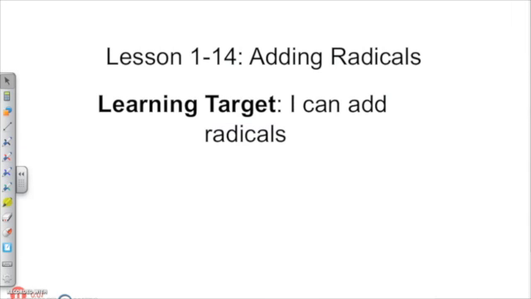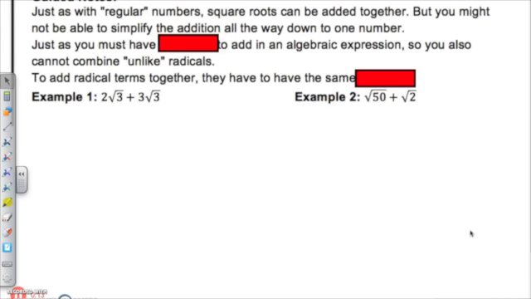Our learning target today is that I can add radicals. If you take a look at your notes, you will see that just like with regular numbers, and when I say regular numbers I'm thinking about integers, mixed numbers, fractions or decimals, like 1, 3.2, 7/2, we can add those together. Square roots can also be added together.